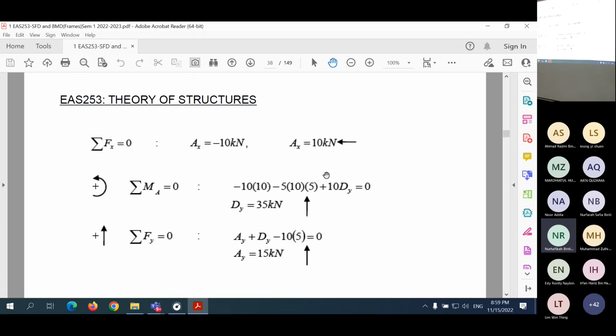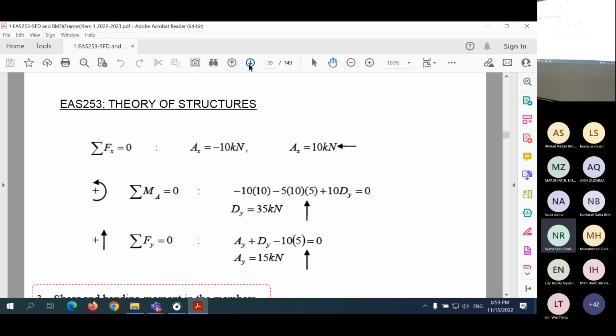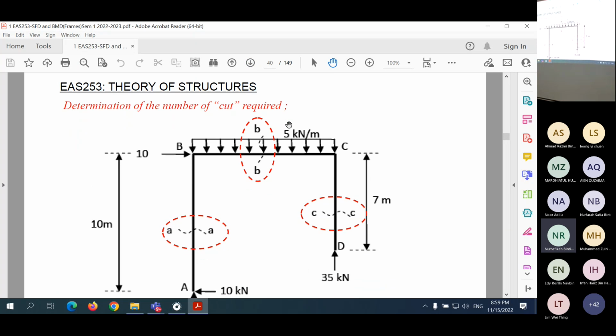So after this, we have to decide how many cuts we want to do. Okay. So here, basically the guideline that you should follow is, each of the members you have to cut at least once. And if along the member there are changes in loading, then you have to do more than one cut. So here in this example, AB you cut once, BC you cut once, and then CD you cut once.